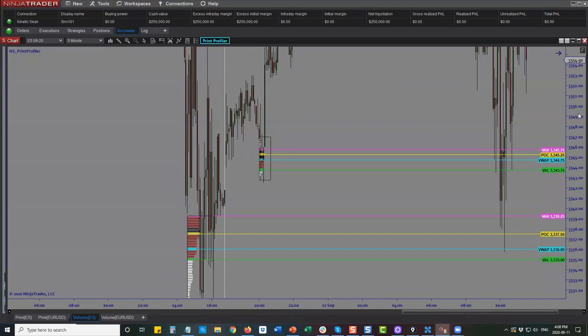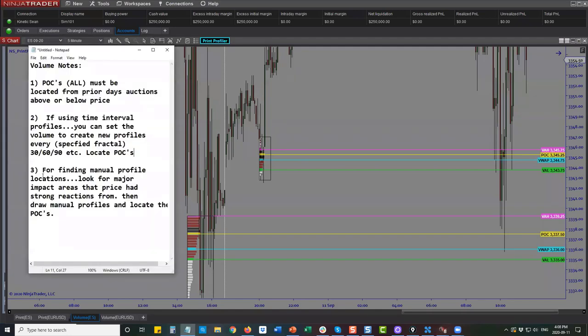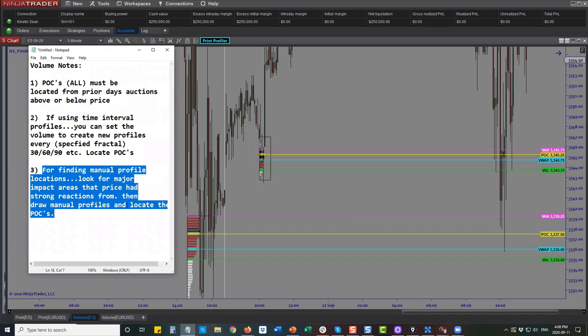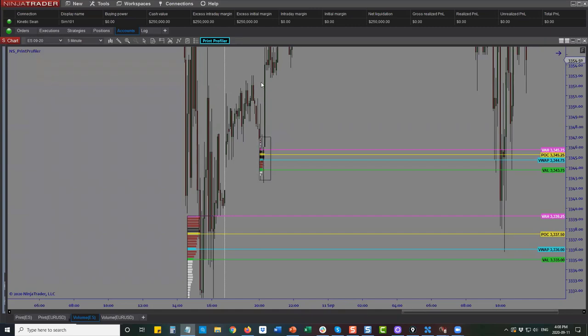No, this is not for every hour. This is manual profiles. I'm drawing these wherever I choose to find major turning points. Remember I just said that, Richard. It says, for finding manual profile locations, look for major impact areas that price had strong reactions from. So price had a very strong reaction from this level. Came down there.